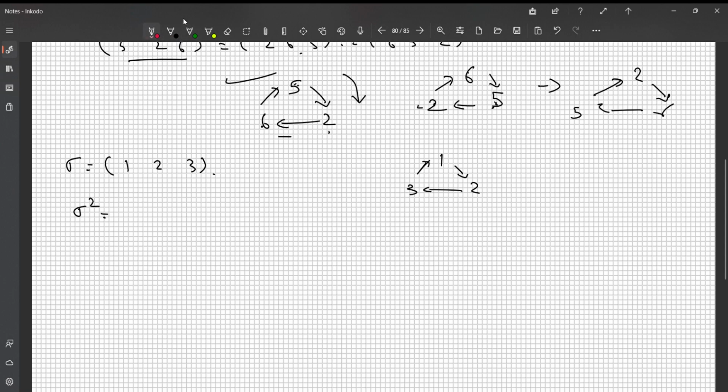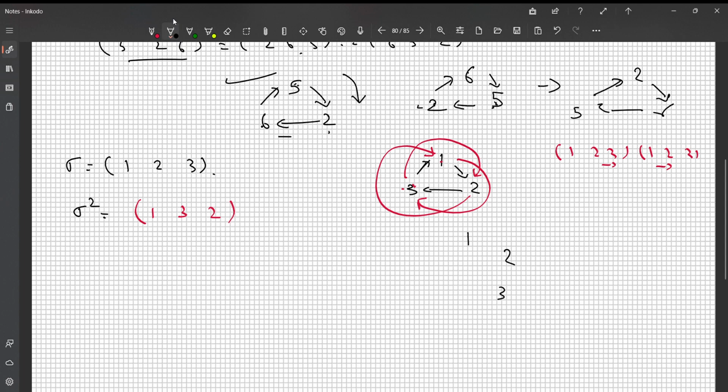Now what is sigma squared? Notice that sigma squared is nothing but skipping each element in between, right? So you have (1, 2, 3) times (1, 2, 3). 1 goes to 2 here and 2 goes to 3, so 1 is getting directly mapped to 3. Similarly, 3 is getting mapped to 2 and 2 is getting mapped to 1. So sigma squared is 1 goes to 3, 3 goes to 2, and 2 comes back to 1. Correct? So cyclic notation helps you visualize how powers go.